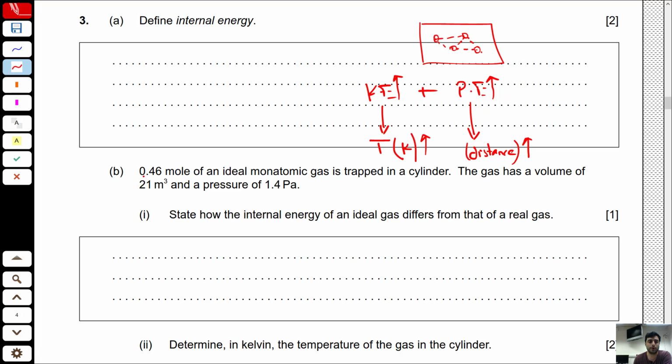Part B: 0.46 mole of an ideal monatomic gas. So monatomic means single atom gas. If you take chemistry, remember that all noble gases are monatomic gases. For example, xenon, those on the periodic table, I think in column 8. So all noble gases in column 8 are monatomic, so they don't form molecules.